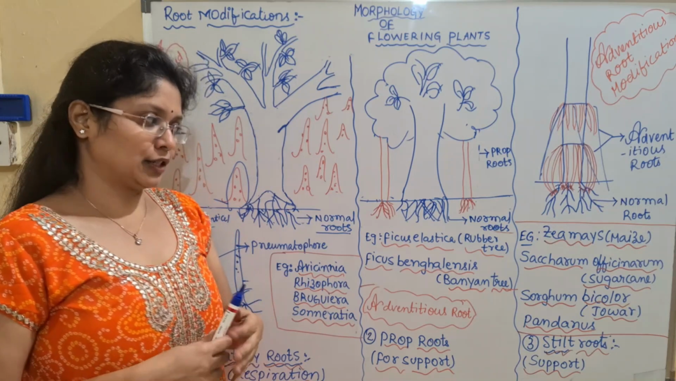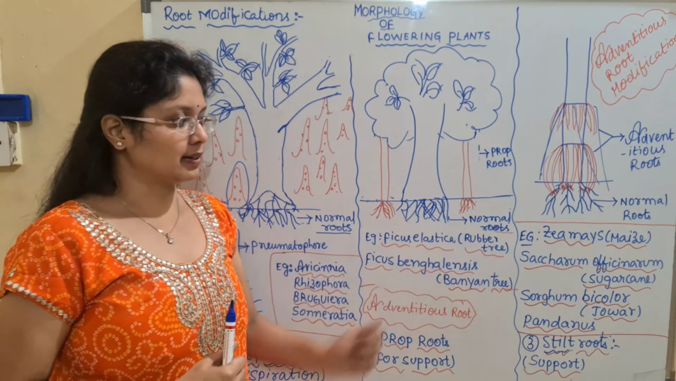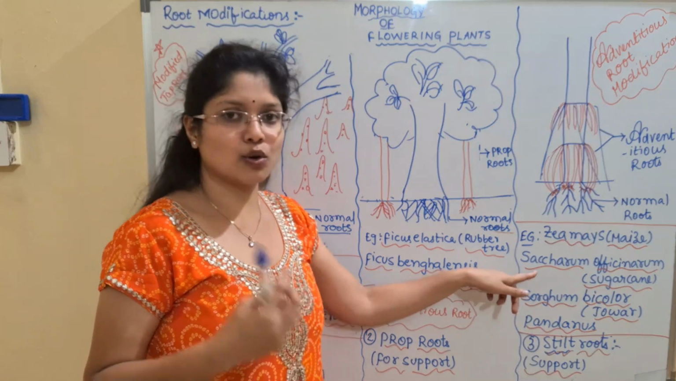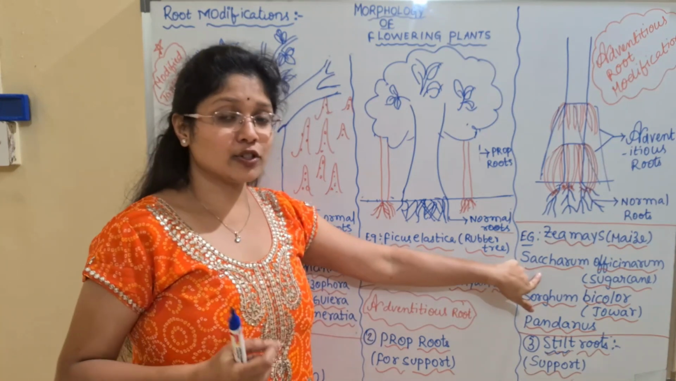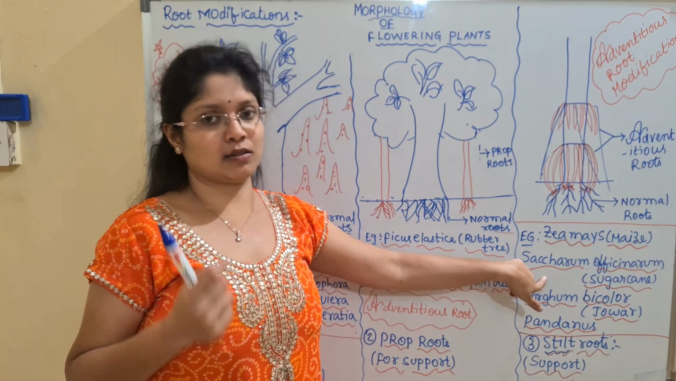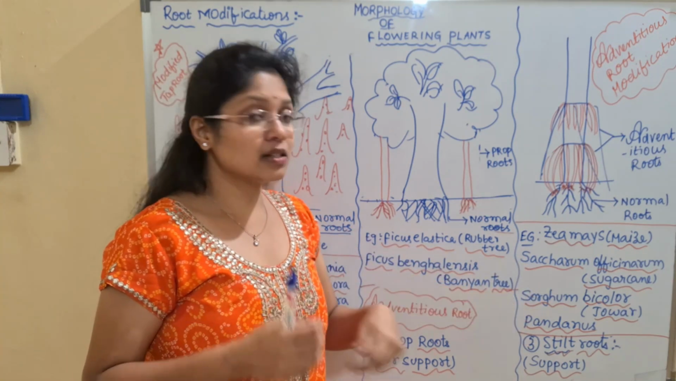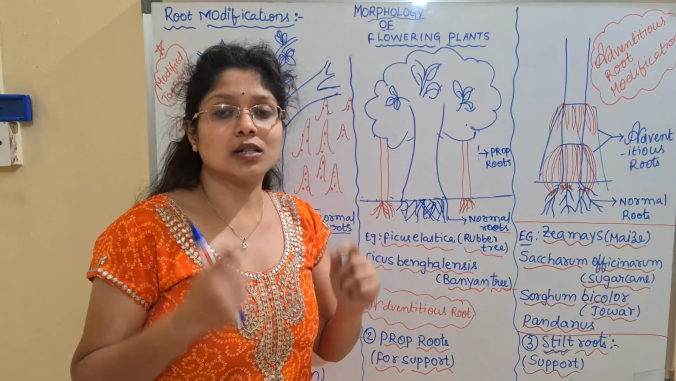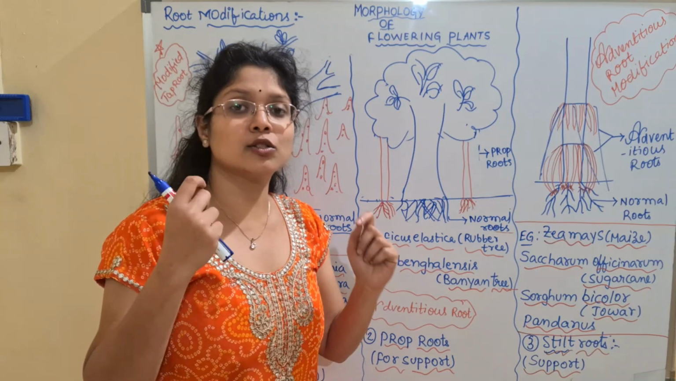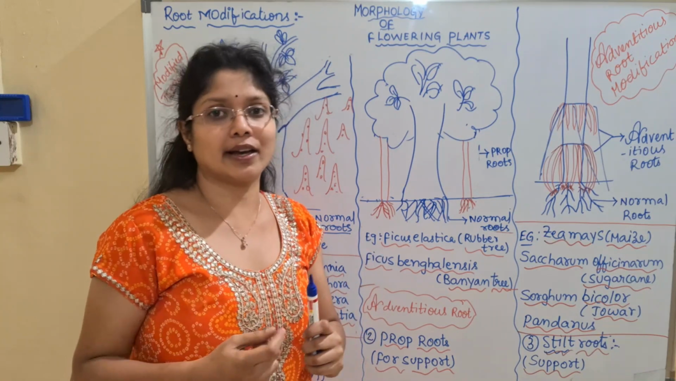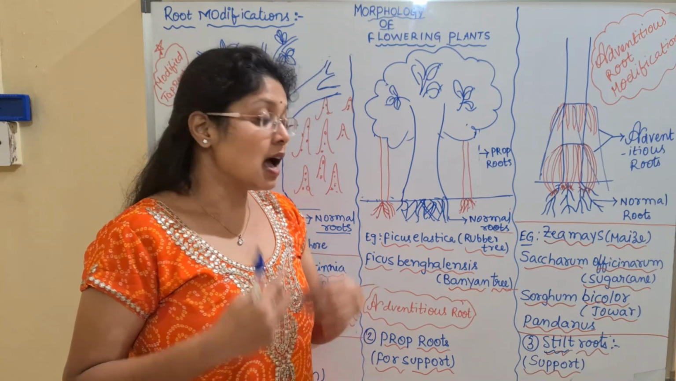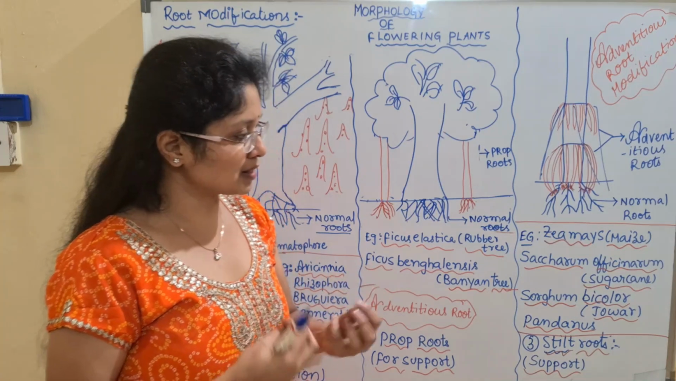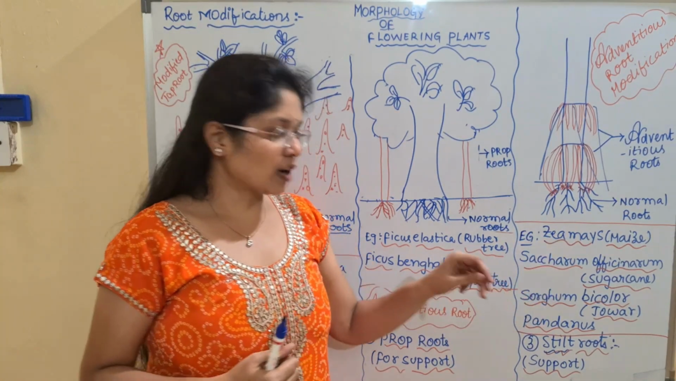Where can you see the stilt root? I have given some examples here. One is Zea mays, which is maize, or corn. We have sugarcane, Saccharum officinarum. And the third example is Sorghum bicolor, that is jowar. The scientific name of jowar is Sorghum bicolor, of sugarcane is Saccharum officinarum, and of maize is Zea mays. That is very easy. Why? Because it is almost similar here. So these are the three important examples I have given.